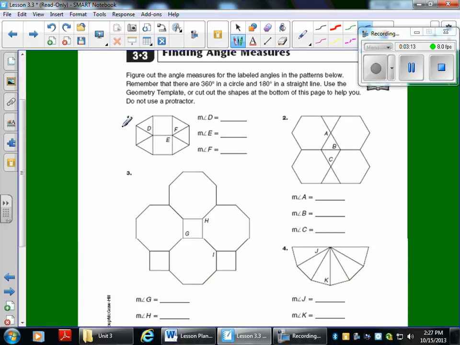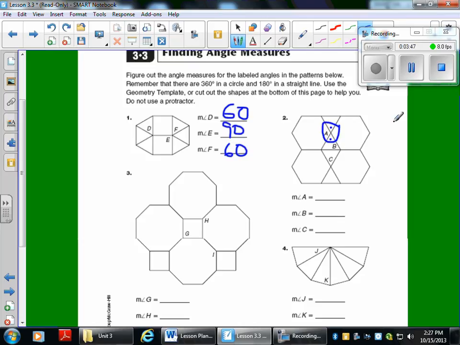This is where it gets a little tricky. Problem D, triangle, equilateral triangle. Perfect. 60. E, it's a right angle, perfect corner. We have a 90. F is easy. That is 60. Take a look at A. A is a little trickier. You make a circle around this right here. This angle right here and this angle right here are each 60 degrees.